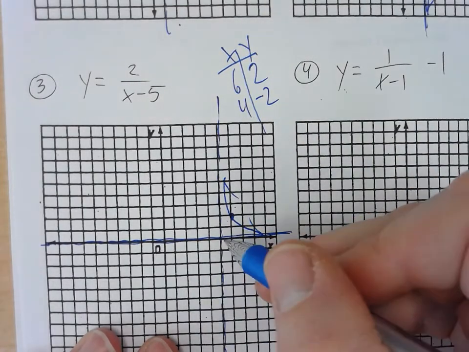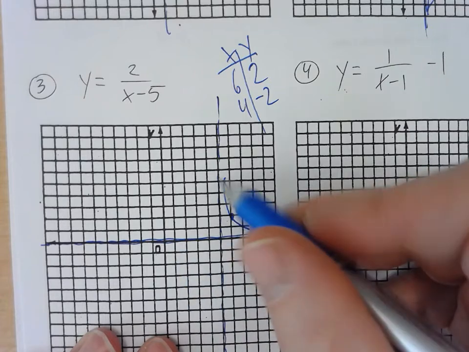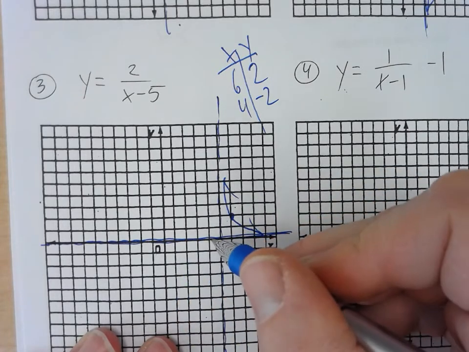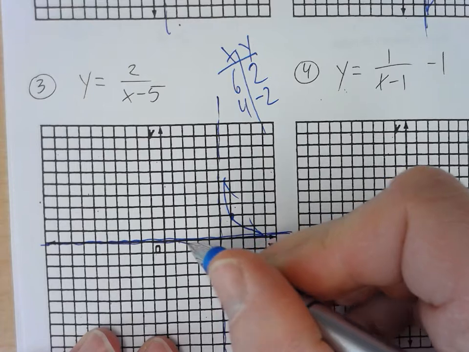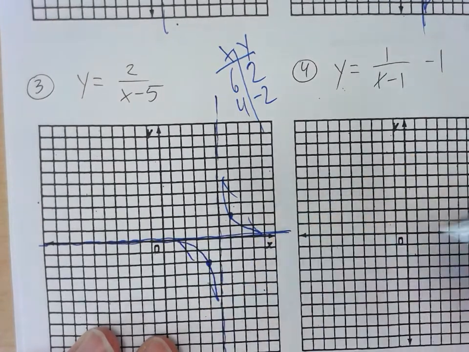Another one. So I pick points on each side of the vertical asymptote. So 1, 2, 3, 4, 1, 2. And it's going to be stuck in this quadrant right there.